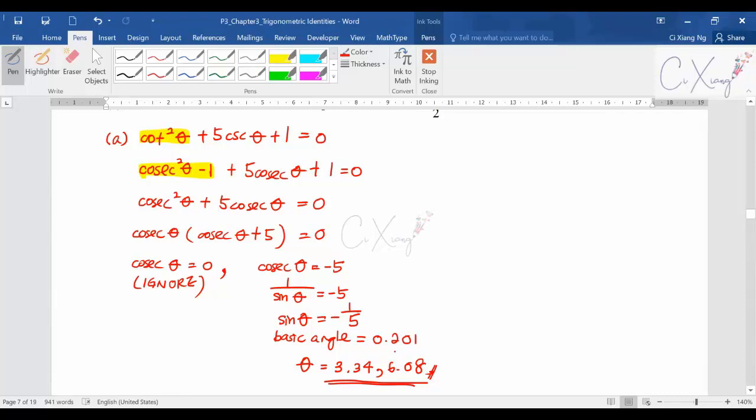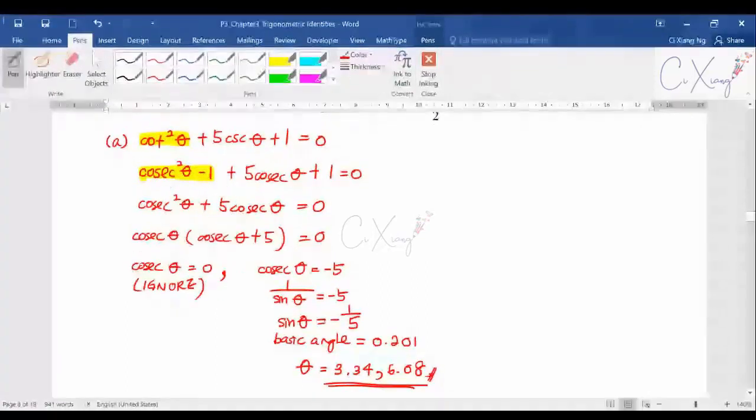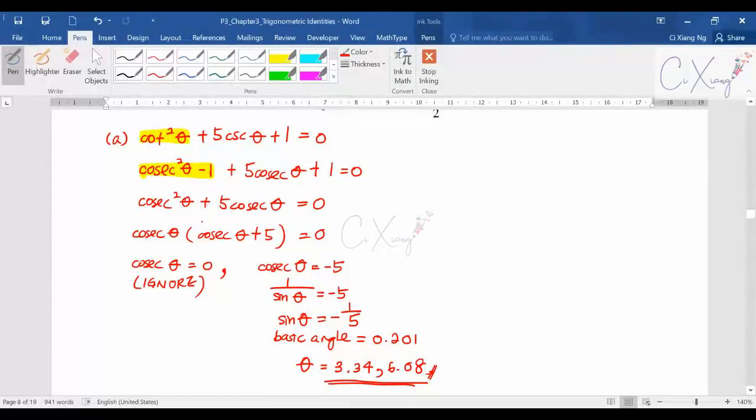I'm not going to repeat everything here in detail anymore because you should go and try to figure it out yourself, because we learned it before. So this is what we have for part A. You can see that the main idea is you need to change the equation into an equation with only one type of trigo, so that you can solve it.